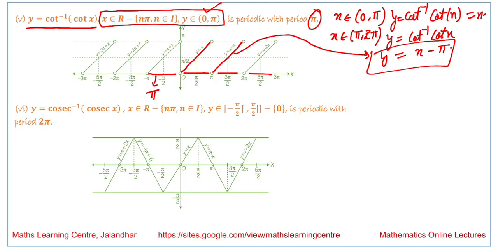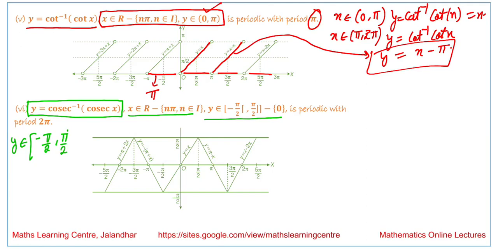Next case we have is y is equal to cosecant inverse of cosecant x, where x belongs to R and y belongs to this interval. The first interval we are talking about is from minus pi by 2 to pi by 2 except for the point 0. The value of this function y is equal to cosecant inverse of cosecant x is equal to x. We have drawn this line over here. This point 0 is excluded.